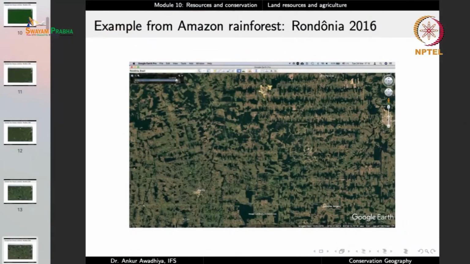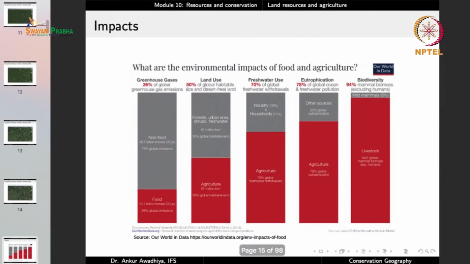Typically things like soybean or for grazing of animals, grazing of livestock. So this is actually happening at a very fast pace, and we are losing out on many of our forests. So this is a conservation implication of agriculture. But this is not the only conservation implication. There are also several other implications.